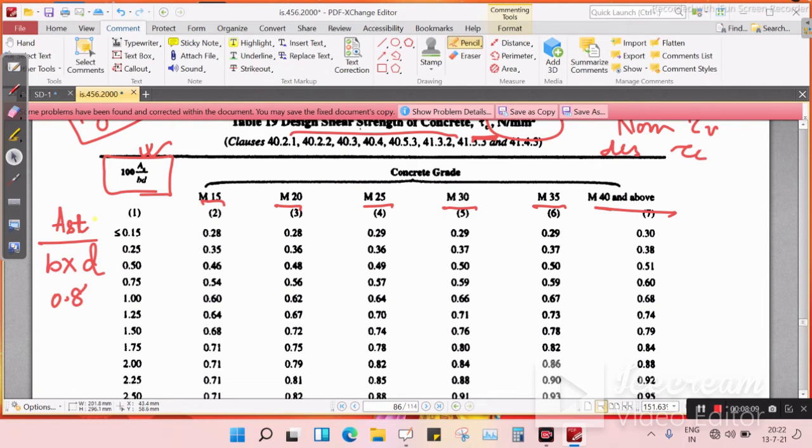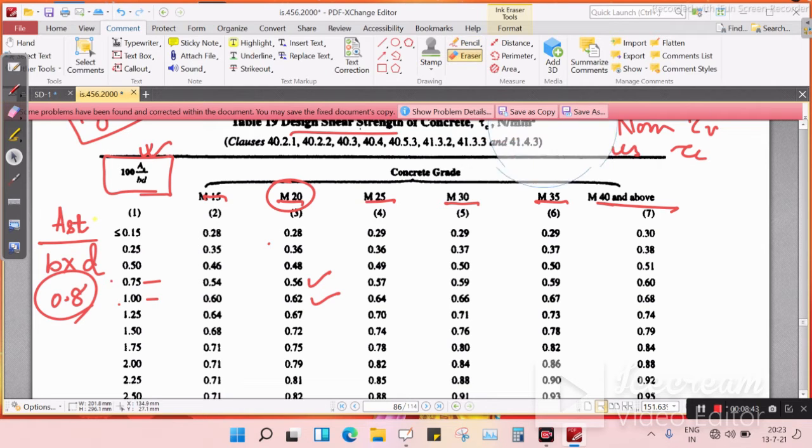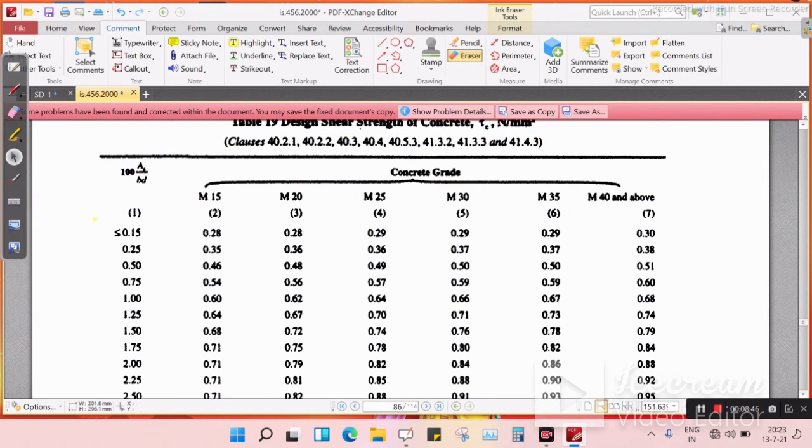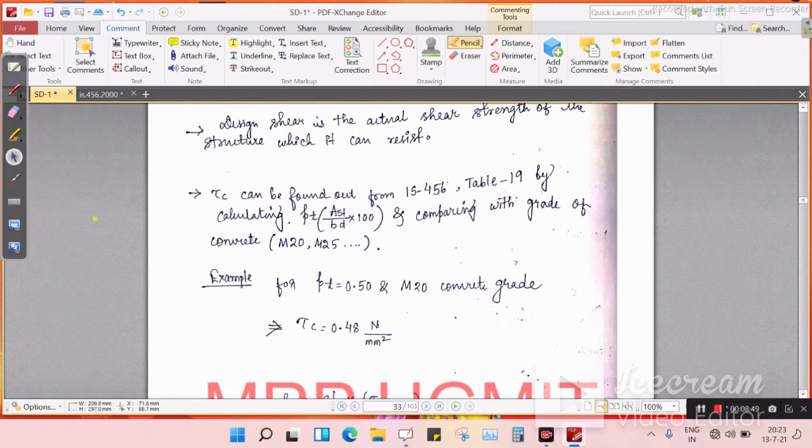Suppose our concrete grade is M20. There is nothing like 0.8, so we will take 0.75 and 1. For 0.75, the respective tau c is 0.56 for M20, and for 1% of steel, tau c is 0.62. So we will interpolate between 0.75 and 1 to find out the tau c value for 0.8. In this way we will find out our tau c value.